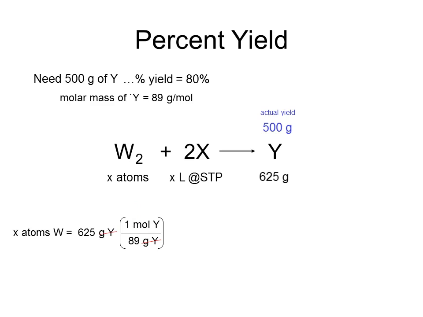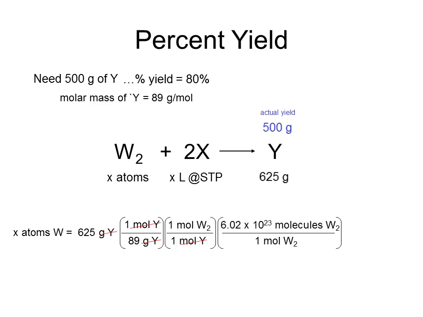Next, I need to go from moles of Y to moles of W2. So I'm going to use the coefficients. There's an understood 1 in front of the Y, and there's an understood 1 in front of the W2. So to make the units cancel, I'm going to write 1 mole of Y, 1 mole of W2. The moles of Y cancel. The next step is to convert from moles of W2 to molecules. I know that 1 mole of anything, such as W2, equals 6.02 times 10 to the 23rd.